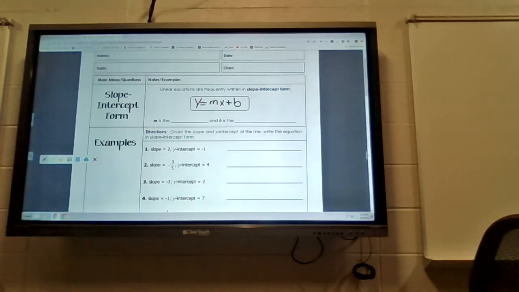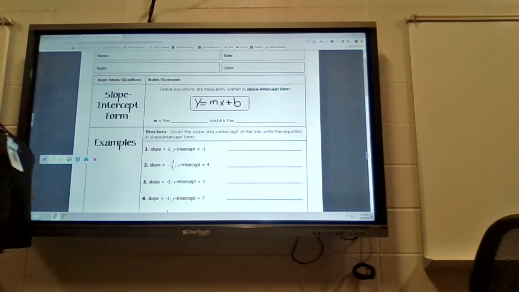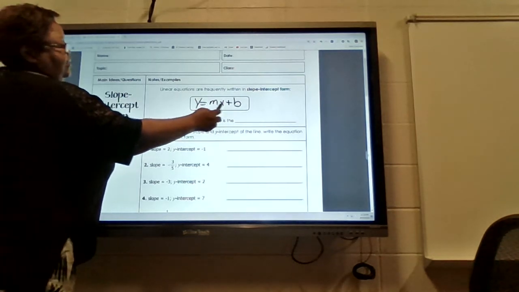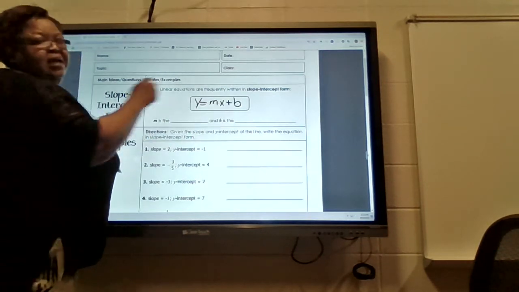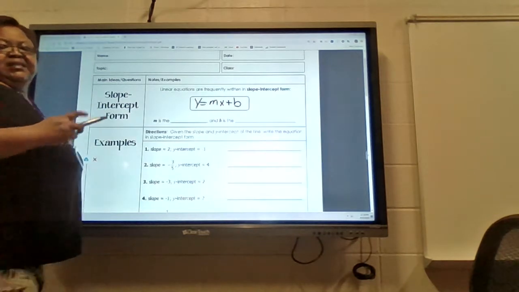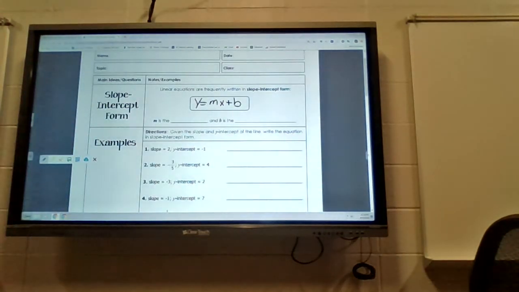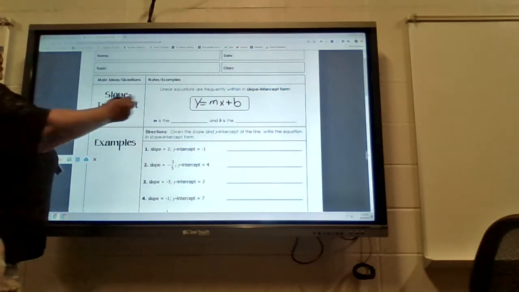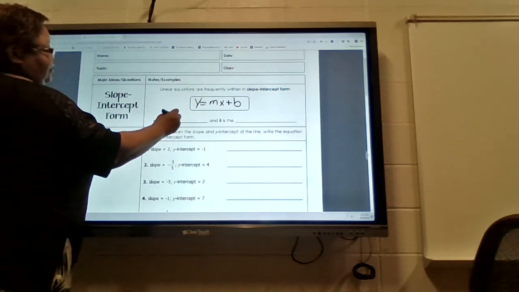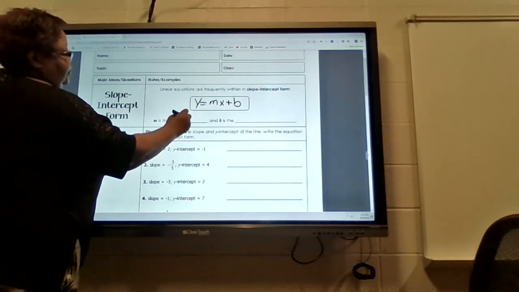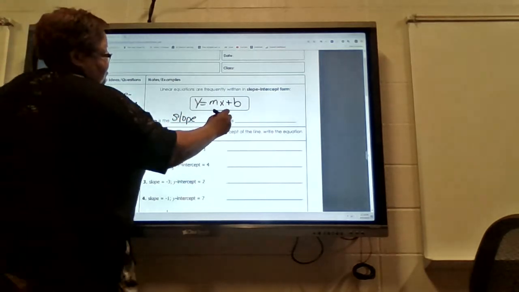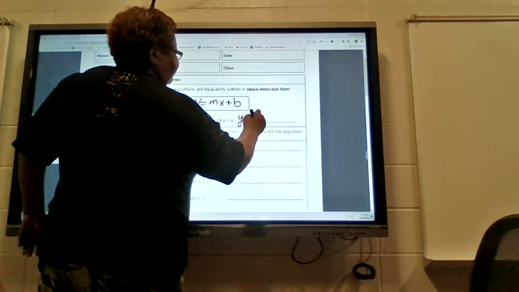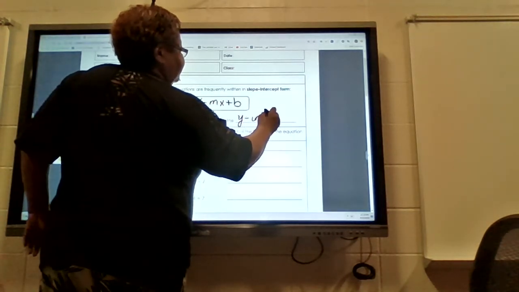So today we're going to talk about slope-intercept form of a line. This is the slope-intercept equation, y equals mx plus b. You can pause the video if you need to stop to write something on your guided notes. So y equals mx plus b, where m is the slope and b is called the y-intercept.